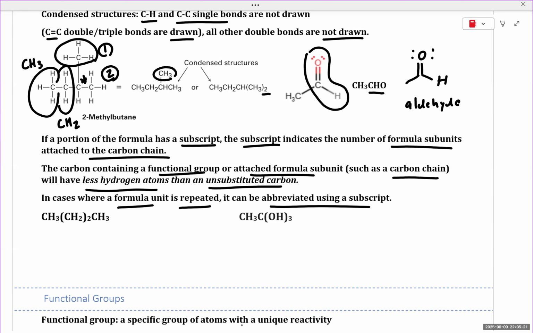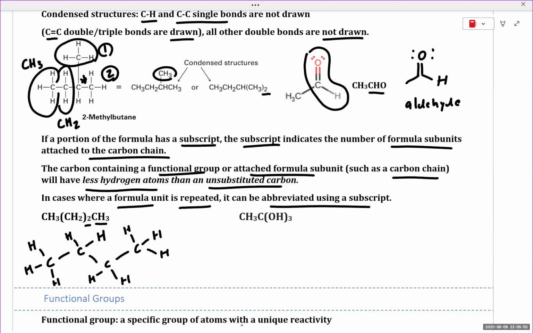So looking at this case, if we have a CH3 group and then a CH2 with a subscript of 2 followed by CH3. That tells us that we have a CH3 group. Attached to that CH3 group is a CH2 group followed by a second CH2 group. The subscript 2 tells us there are two CH2 groups, also known as methylene groups. Finally, at the end, we have a CH3 group.